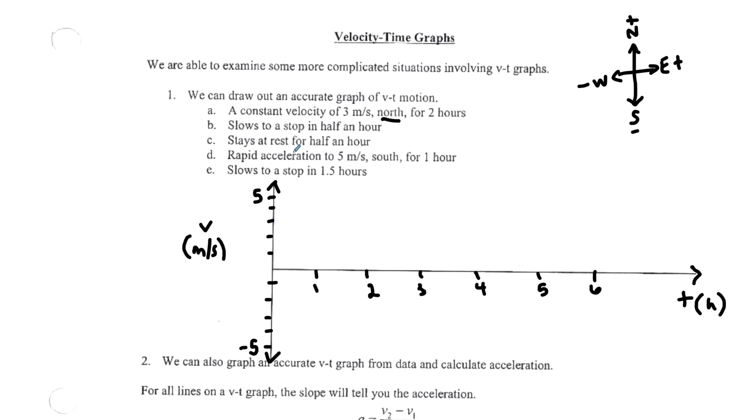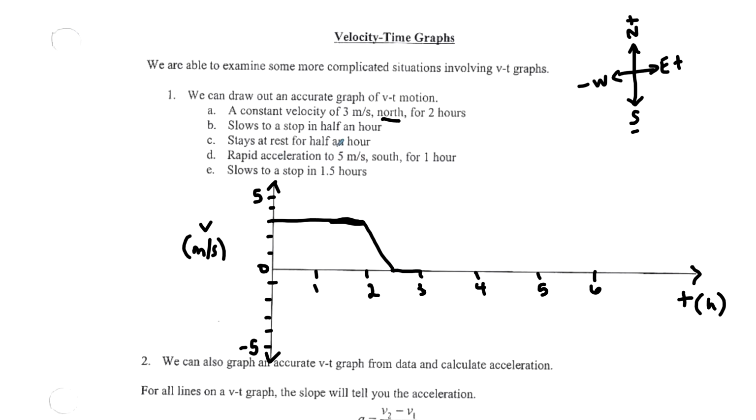Okay, so I'm at 3 meters per second for 2 hours. So I'm just going to stay at 3 for the first 2 hours. Sorry, that's supposed to be straight. Slows to a stop in half an hour. Well, a stop is at 0. So in half an hour, I want to come to a stop. Stays at rest for half an hour. So I'm staying at 0 for half an hour.